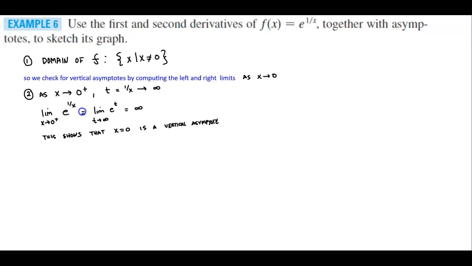Now we want to check what happens when x is approaching 0 from the left. Then t is going to equal 1 over x, which is approaching negative infinity. So we have the limit as x is approaching 0 from the left of e to the 1 over x, which is equal to the limit as t is approaching negative infinity of e to the t, which is therefore equal to 0.